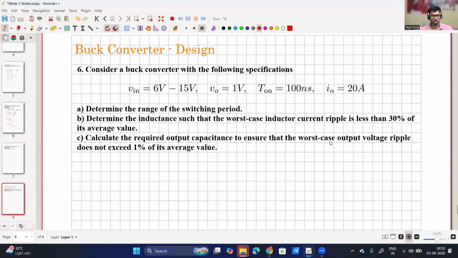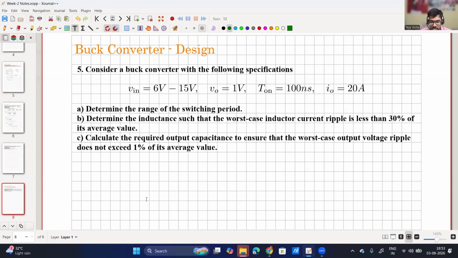Now let us go to this problem. Consider a buck converter with the given input voltage, and the output voltage is being regulated. The on time is 100 nanoseconds, and the load current is 20 amperes. Is it constant on time, constant off time, or fixed frequency control? Here the on time is fixed, so it is constant on time control. And since the on time is fixed, the time period is varying. That is the first question.